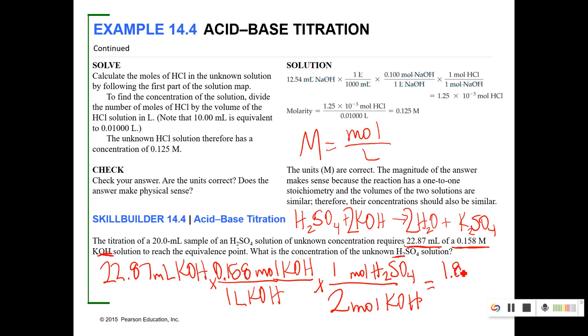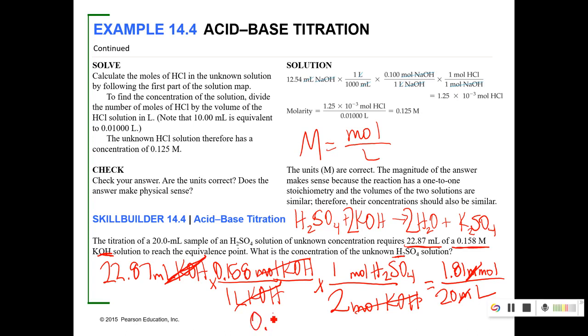And I get 1.81 moles. Now, it's not moles, it's millimoles. The reason I'm working in millimoles is because liters canceled for KOH, but not the milliliters. So I keep the millimoles, and then I do divided by 20 milliliters, and my millis will cancel out.